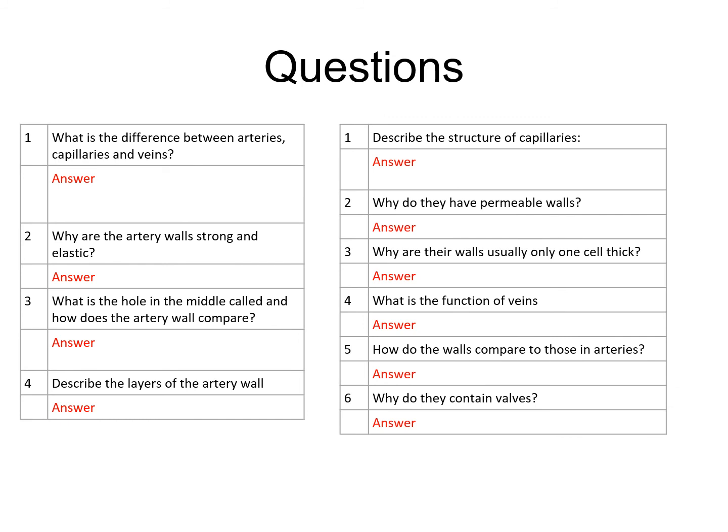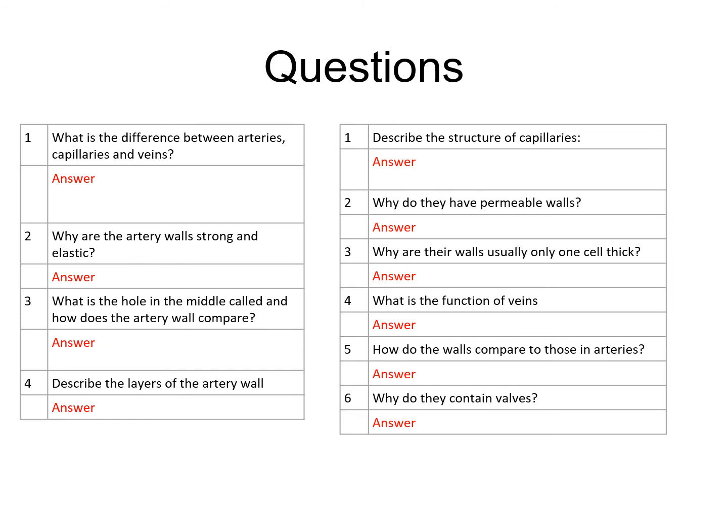So you've now got 2 sets of questions to answer. I'll read those through. You can scroll past this if you don't need that. Number 1, what's the difference between arteries, capillaries and veins? Number 2, why are the artery walls strong and elastic? Number 3, what is the hole in the middle called and how does the artery wall compare? Number 4, describe the layers of the artery wall.